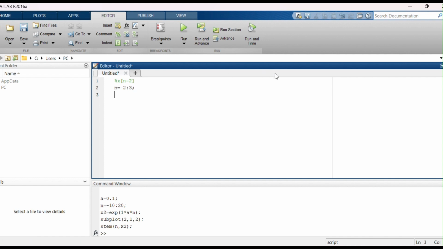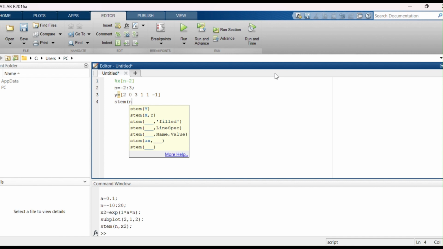Then next one, we name it as y. The points, we will write it. This time the points are given, not like before. And then stem the n. We are now doing the x of n, okay? X of n. Then we will show you the x of n minus 2. The n and the y.